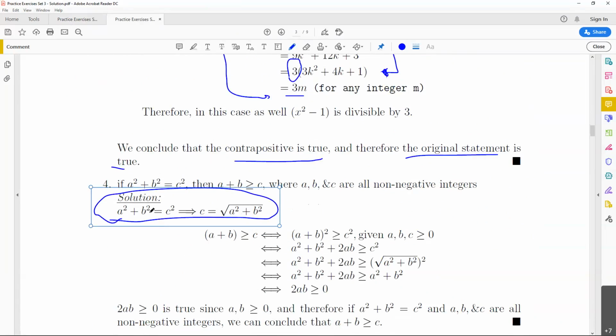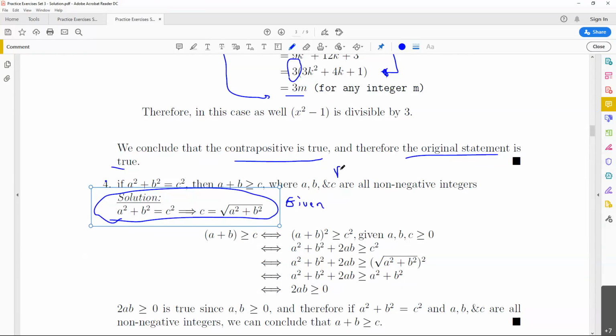So a squared plus b squared equals c squared. This is your given. It's the same as saying that c is the square root of a squared plus b squared. Can we understand backward reasoning? Yeah, that's what we're doing right now. Let's just see the solution and I'll explain it in a bit. It's going to be pretty obvious in a second. So this is just your given.